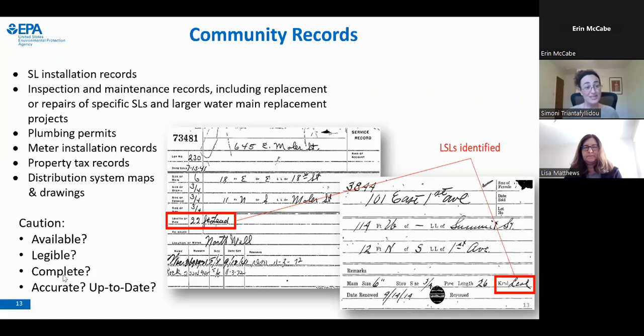The caution with these, first of all, are they available? Are they legible? Are they complete? Meaning, they have all the details and enough information in there to be able to make the determination whether a service line is made out of lead or not. And are they accurate and up to date? For example, will they reflect a partial replacement if that ever happened after the initial tap card was created?